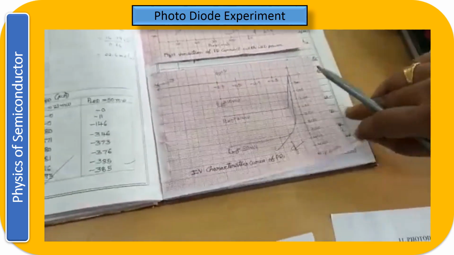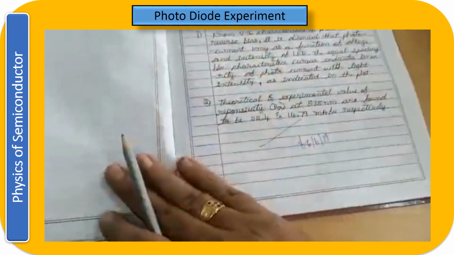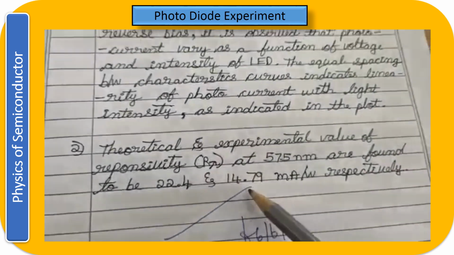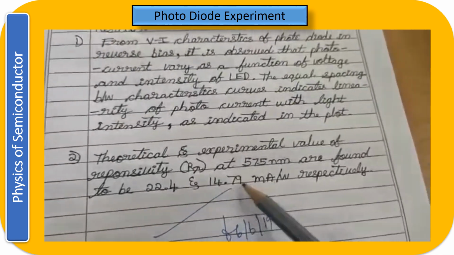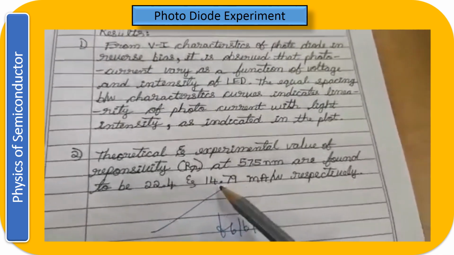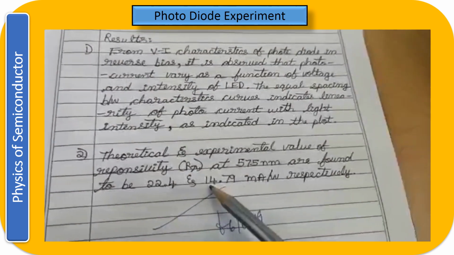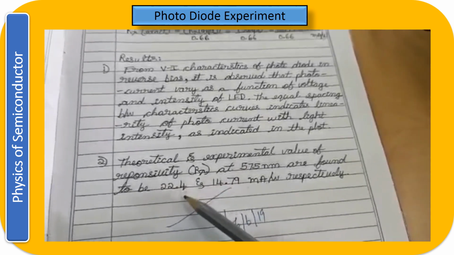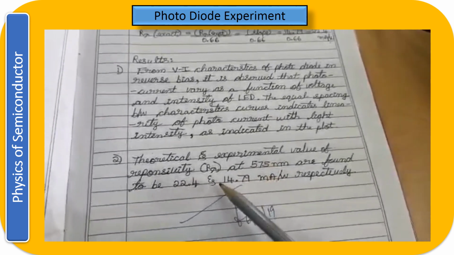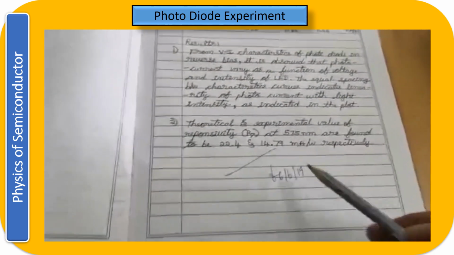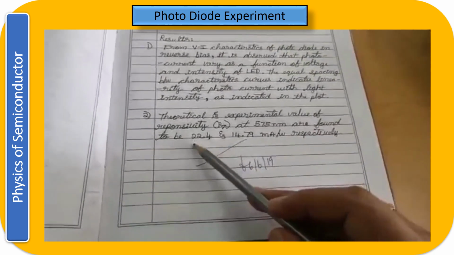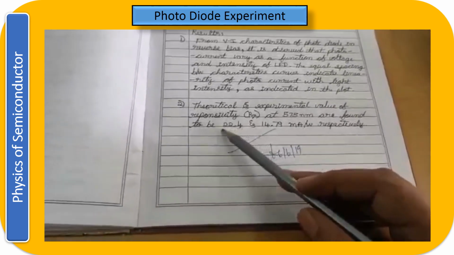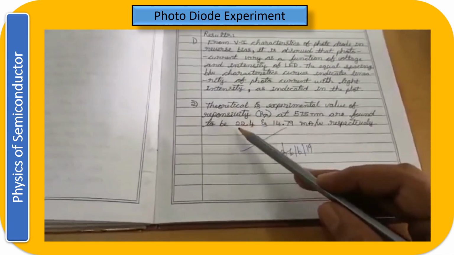Now look at the result part. At the end of the study, from the graph, we are getting 14.79 milliamp per watt as the responsivity. Since the LED efficiency is 66%, if you divide by 0.66, you get the exact value as 22.4. So 22.4 milliamp per watt is the responsivity of the photodiode. However, the theoretical value is around 350 milliamp per watt, and the experimental value is around 22.4 milliamp per watt.